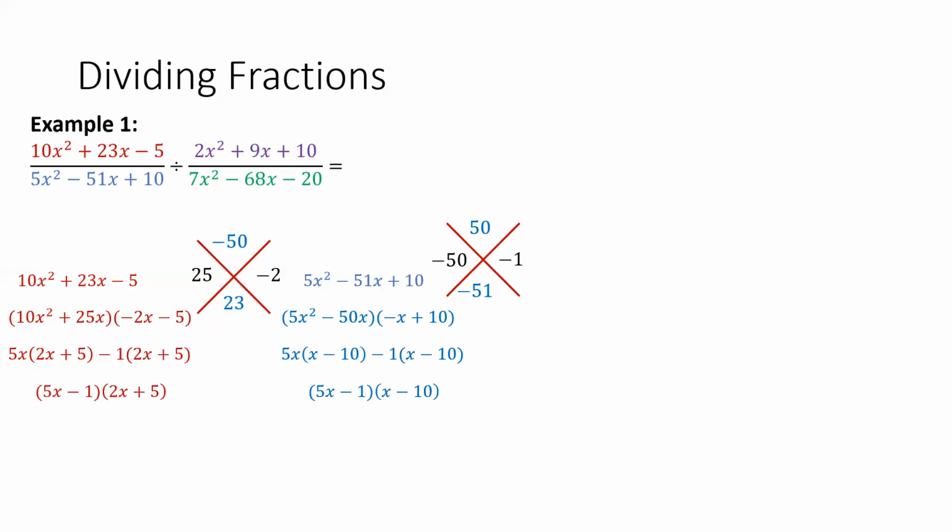50x minus x plus 10. My GCF in my first two terms is 5x, leaving me with x minus 10. I'm going to pull out that -1, so I have x minus 10 left. And then my two factors are 5x minus 1 times x minus 10.